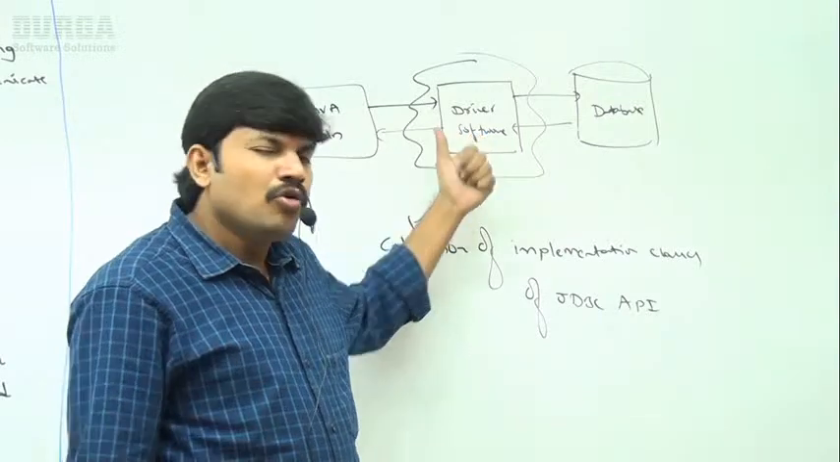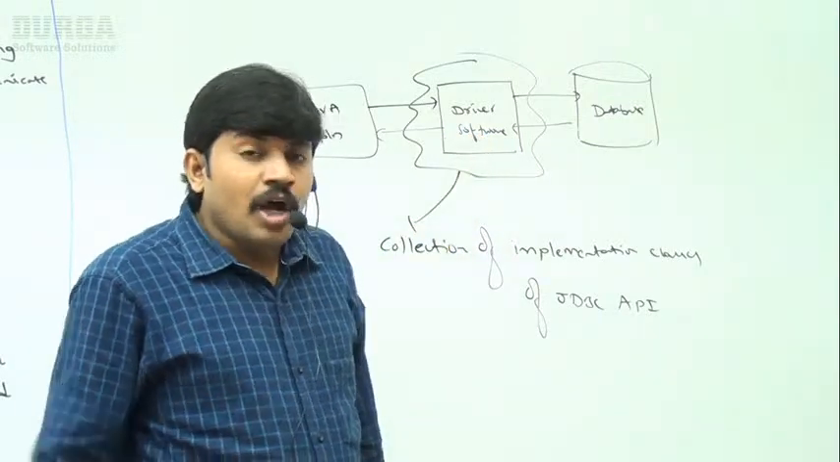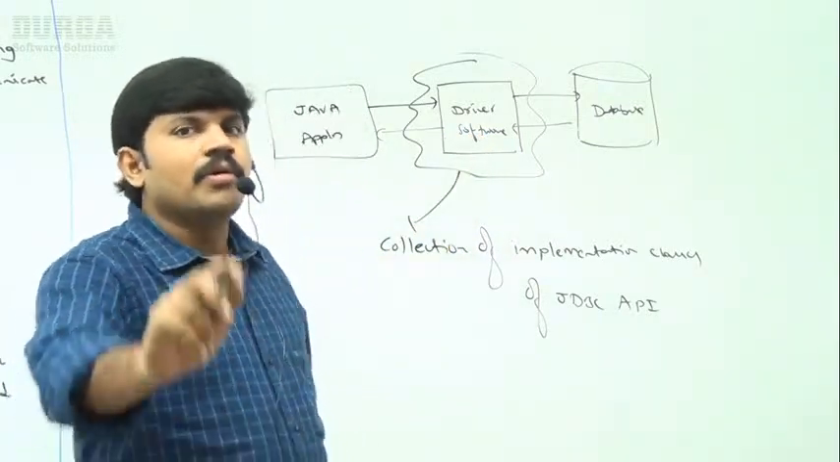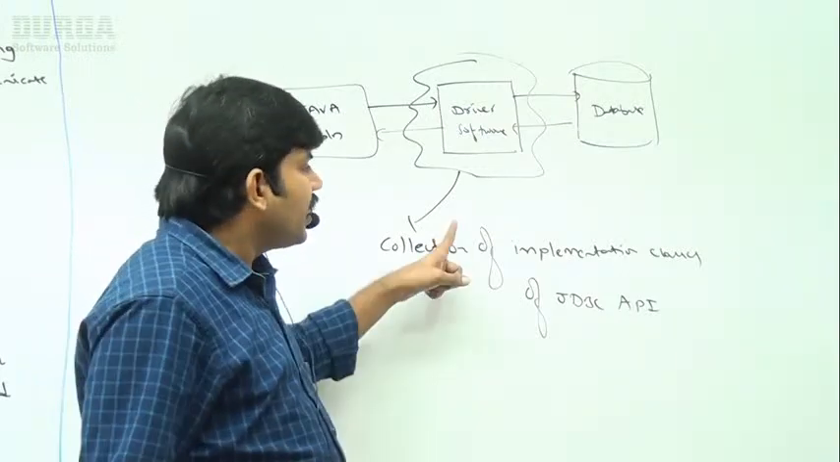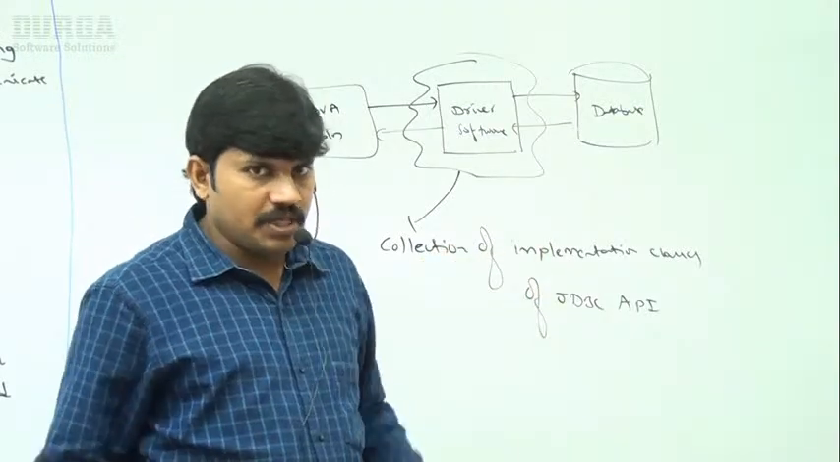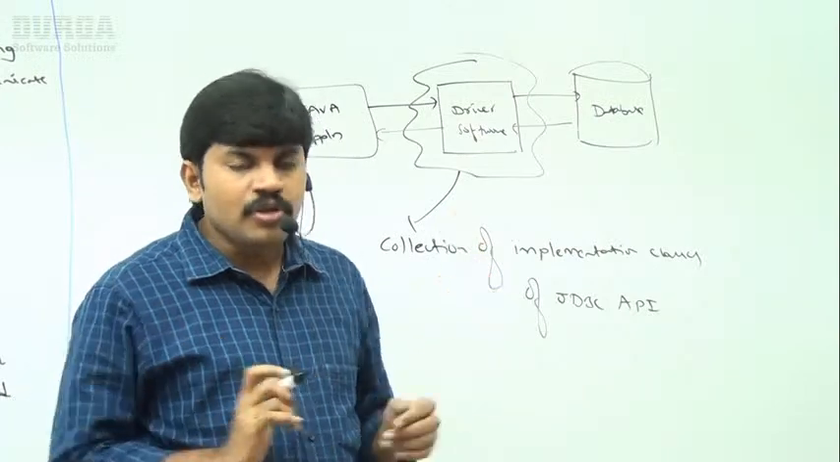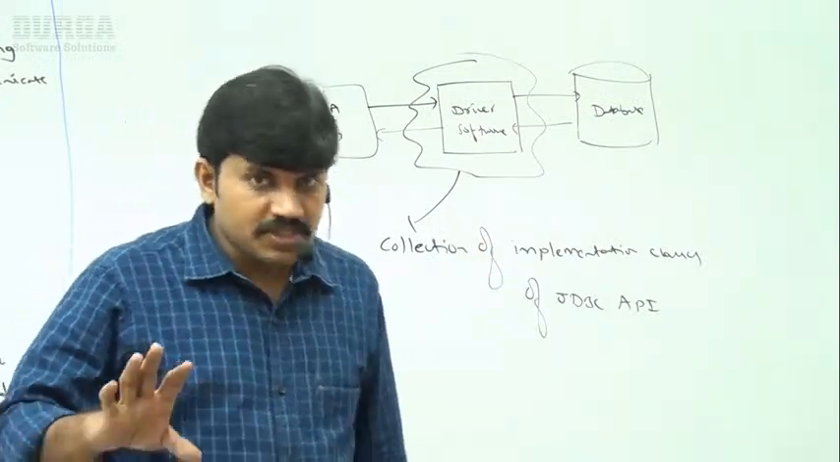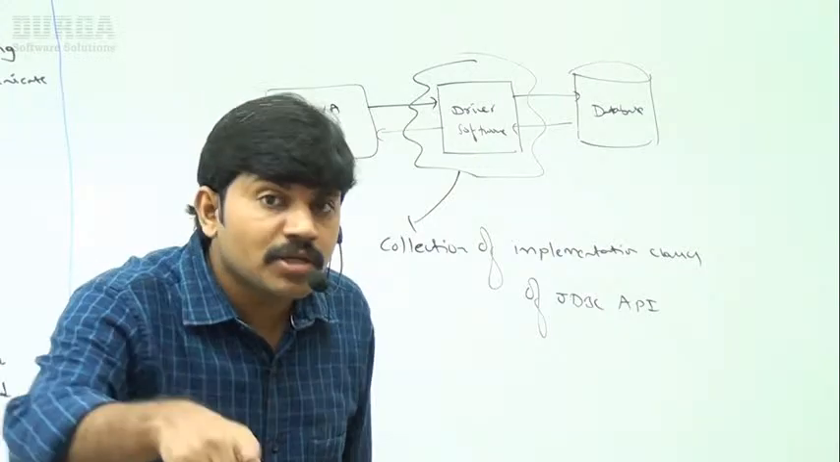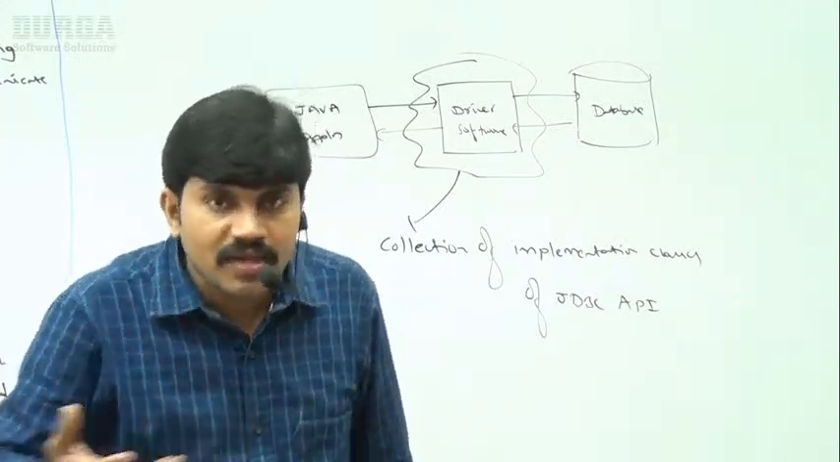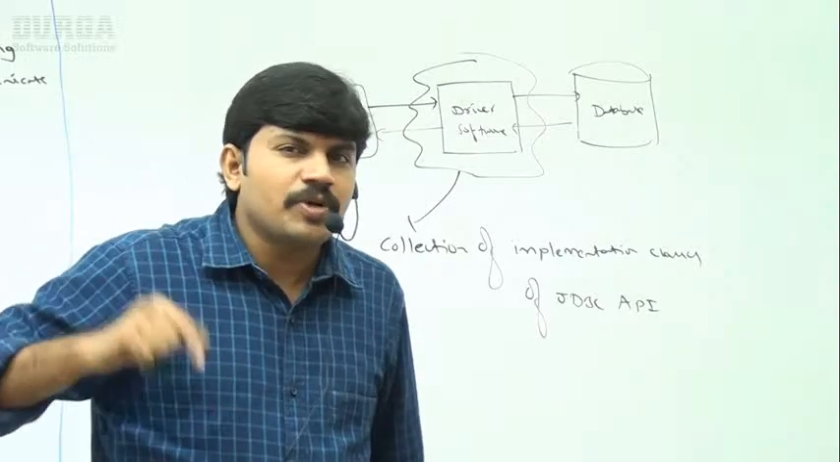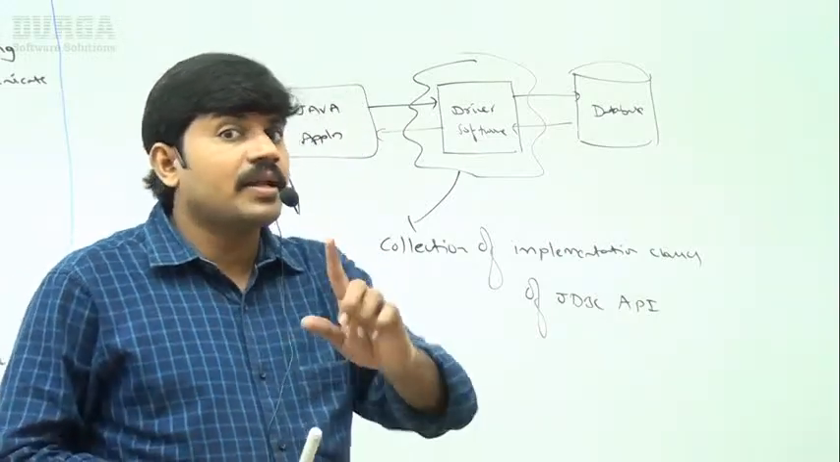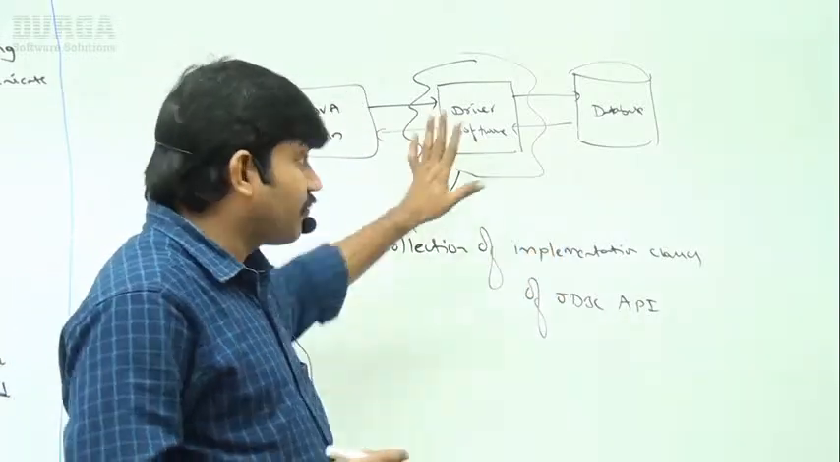Remember this one. Who provided it? The database vendor. How did they develop the driver software? By implementing various interfaces of JDBC API. Clear for all of you? So, what are the various interfaces present inside JDBC API? Who is responsible to provide implementation? We are not responsible to provide. The database vendor or driver software vendor is responsible.